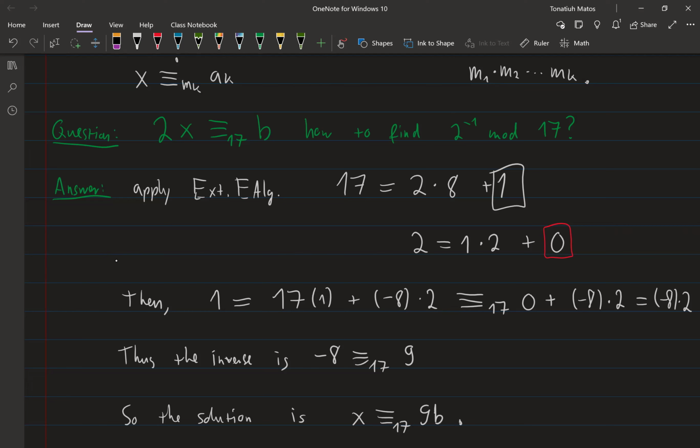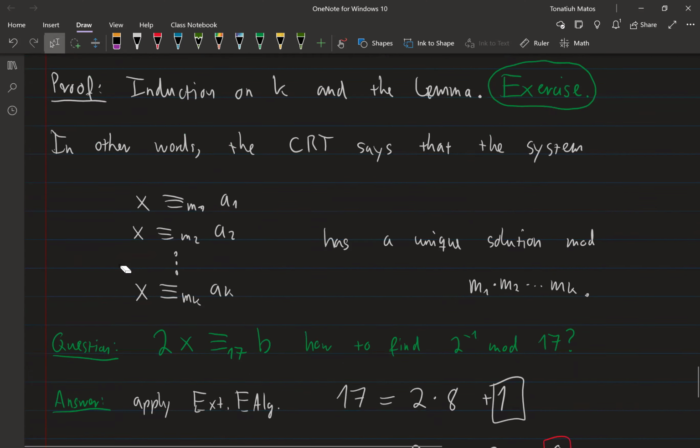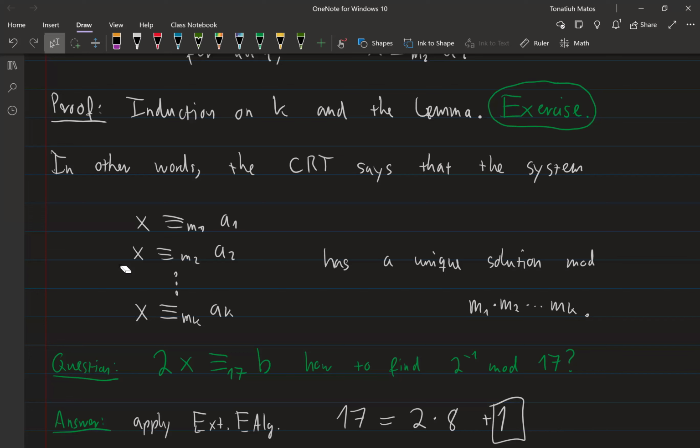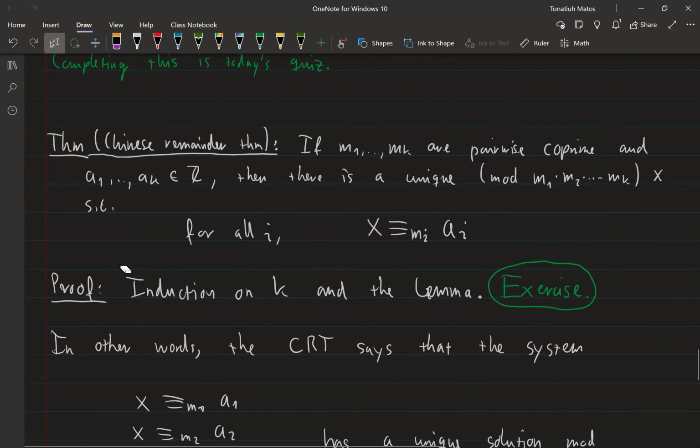Okay, so there's 15 minutes remaining. I don't really want to. Is there something more I want to say about this? Let me just say this without writing it down.